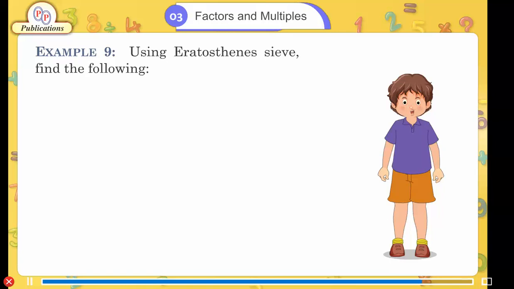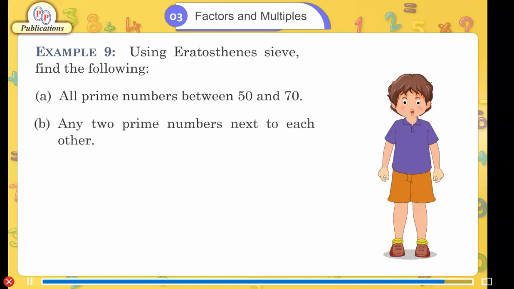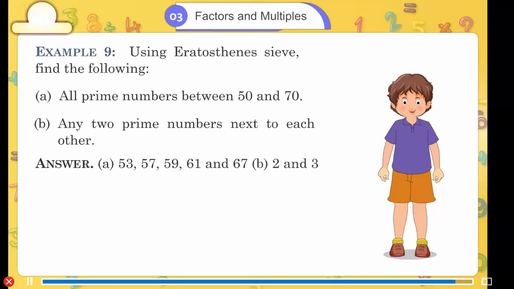Example 9. Using Eratosthenes' sieve, find the following. A. All prime numbers between 50 and 70. B. Any two prime numbers next to each other. Answer: A. 53, 57, 59, 61 and 67. B. 2 and 3.